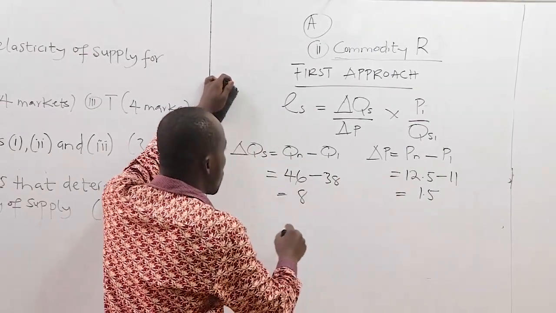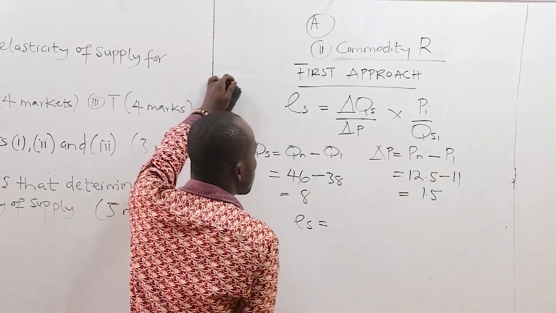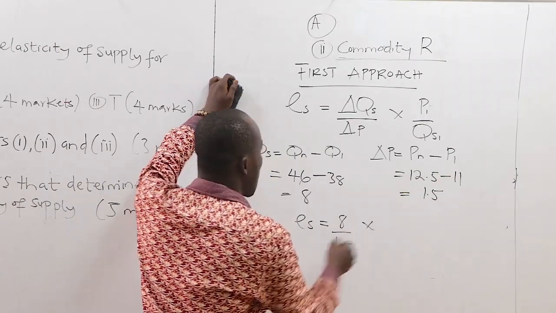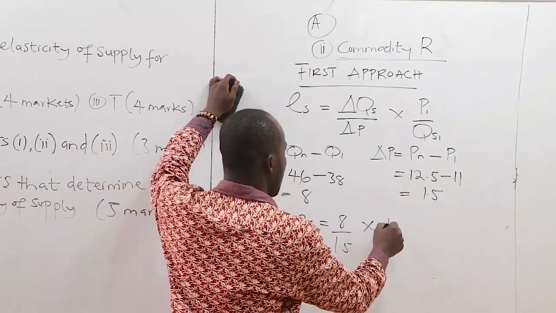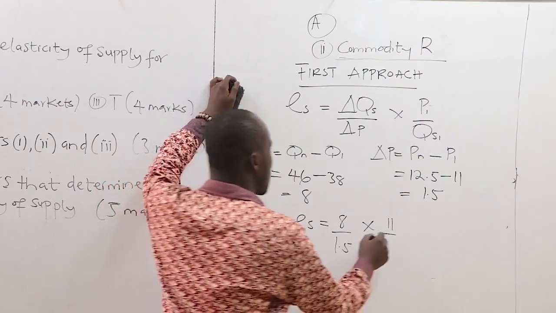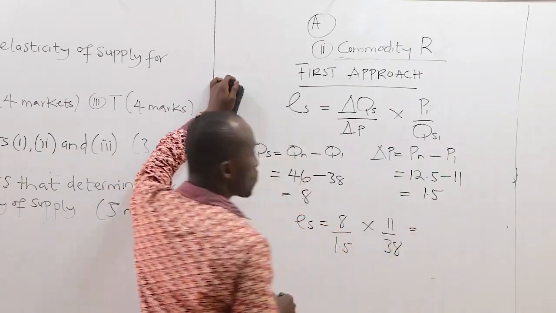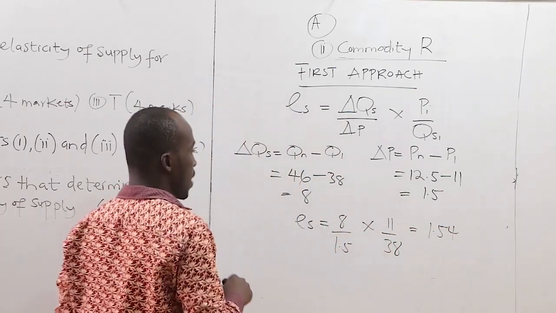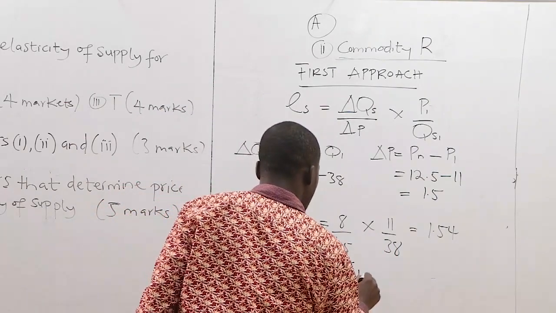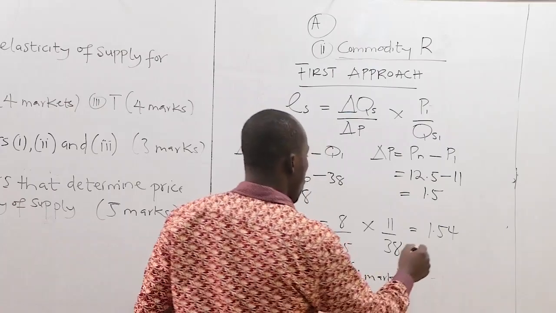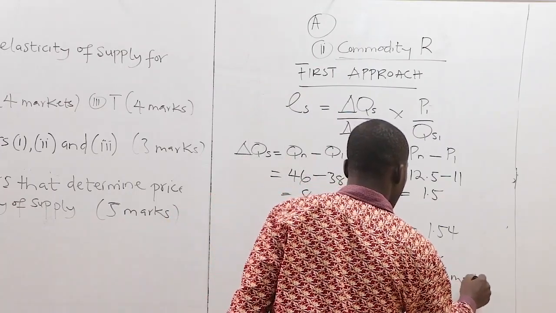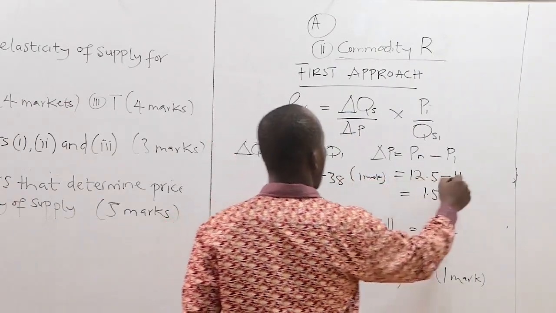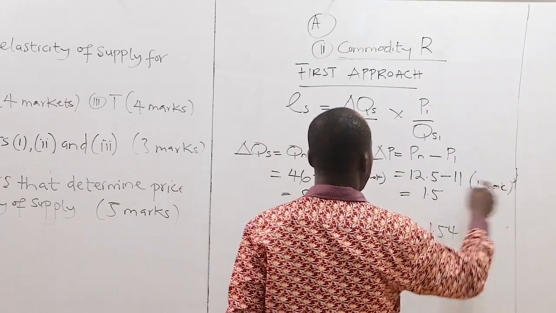So if you put it in the function, you're going to get ES is equal to change in supply, which is 8, divided by change in price, which is 1.5, times initial price, which is 11, divided by initial quantity supply, which is 38. If you use a calculator to punch it, you're going to get 1.54, right? So let's see the marks. 1 mark for here, 1 mark for here, 1 mark for this place, 1 mark for here.